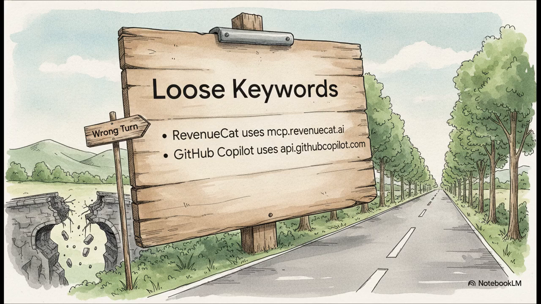Now, you might be wondering, why not just change the keyword? Why not search for github.com instead of just GitHub? Well, consider these real-world examples to see why that tempting wrong turn would have been disastrous. RevenueCat's real server lives at .ai, not .com, and GitHub's Copilot endpoint is api.githubcopilot.com. If we had tightened our keywords to exact .com domains, we would have instantly broken real, legitimate vendor detection across the board. The loose keyword was literally never the problem. The scope of the search was.